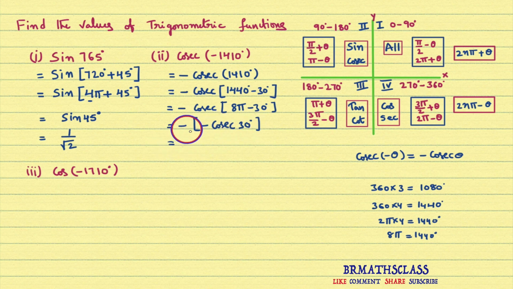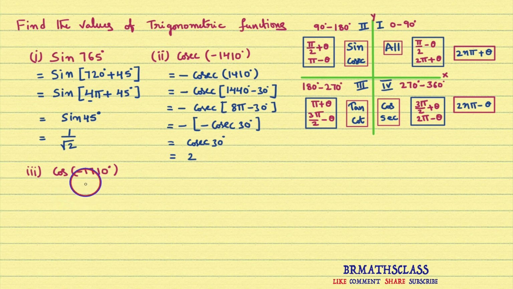That equals, this minus of minus will become plus. What you will get here? You will get cosecant 30 degrees. From the trigonometry table, cosecant 30 degrees value is 2. Therefore, cosecant of minus 1410 degrees value is 2.